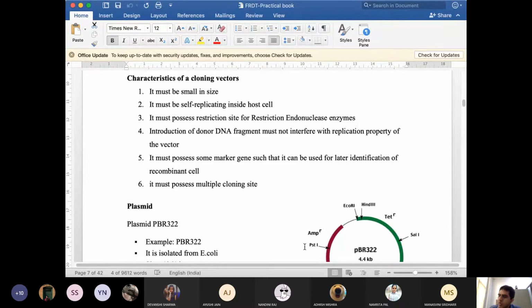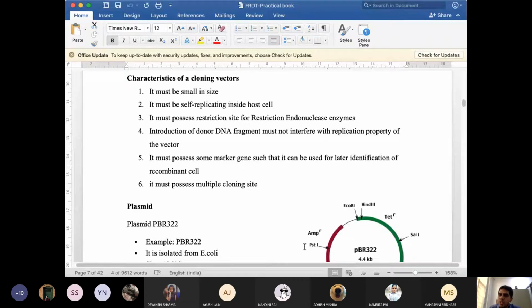As we were referring to the metro, your daily metro carries a large number of seats. Similarly, a vector must have a large number of cloning sites, and these cloning sites are also called restriction sites. The more restriction sites there are, the more locations there are where you can produce a cut and insert your DNA.